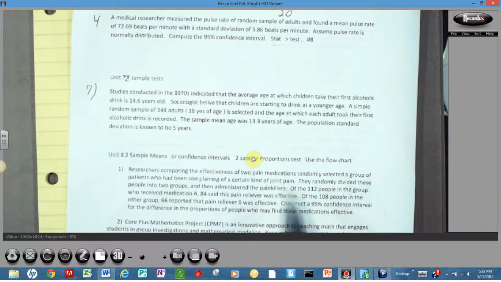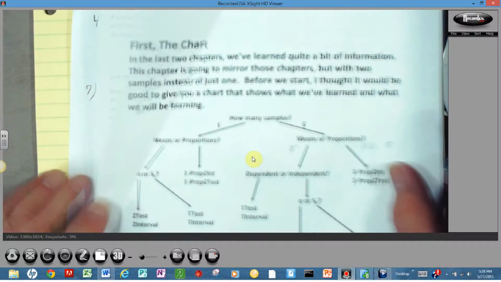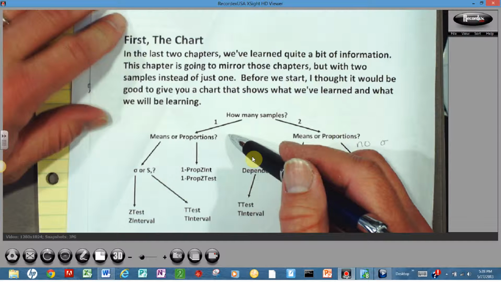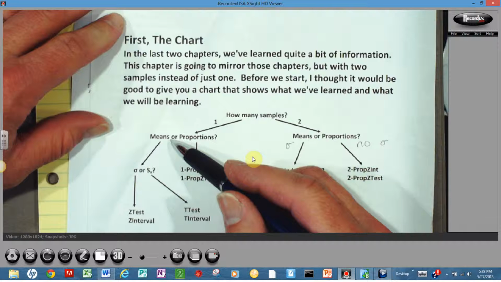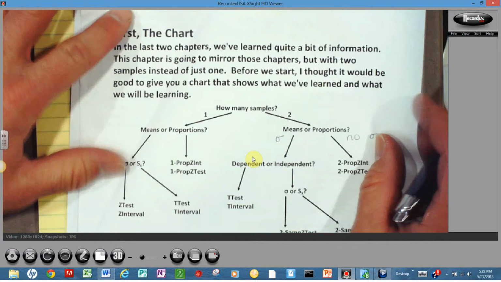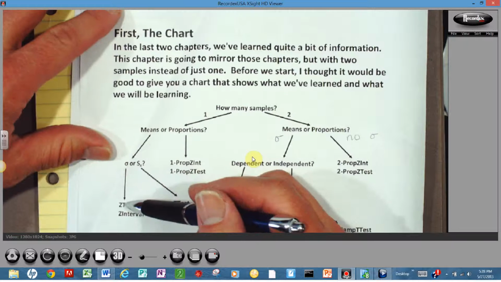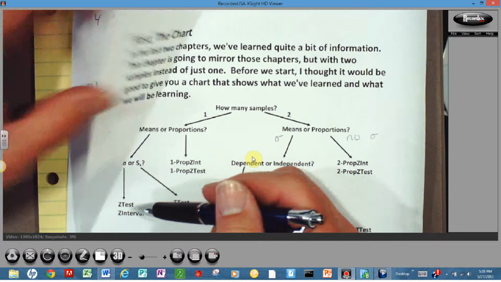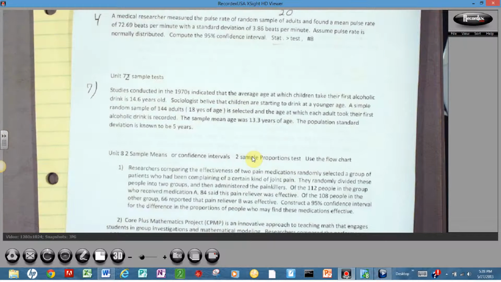So if we get out this chart again, we can kind of do a trace. It's one sample. It's going to be a means because we're checking the 13.3 versus the, what was it, the 14.6. And we actually know the population standard deviation, so that means it's going to be a z-test. So we'll use a z-test for this. And then what we'll put in are the various things we know.